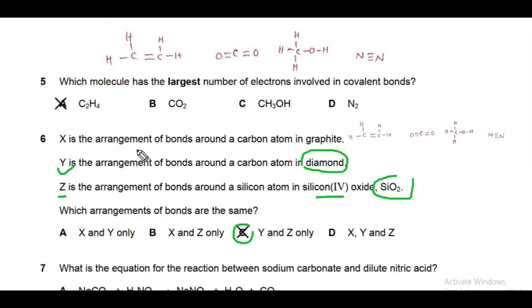X is the arrangement of bonds around the carbon atom in graphite. This is not tetrahedral, this is a trigonal planar, ring structure. So this is different. Y and Z are the right answer.